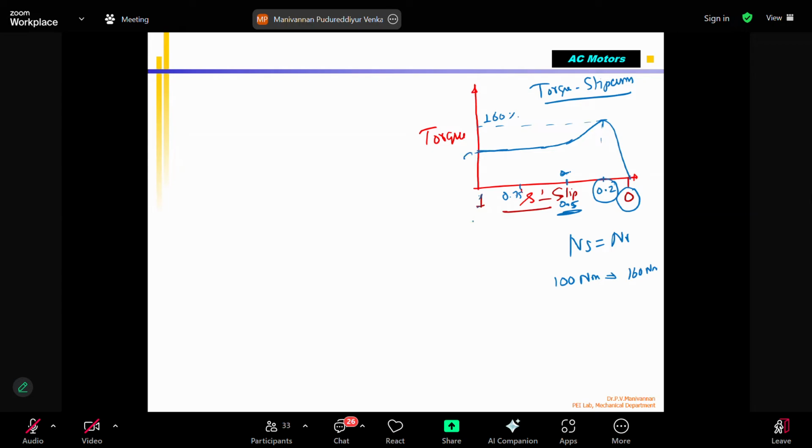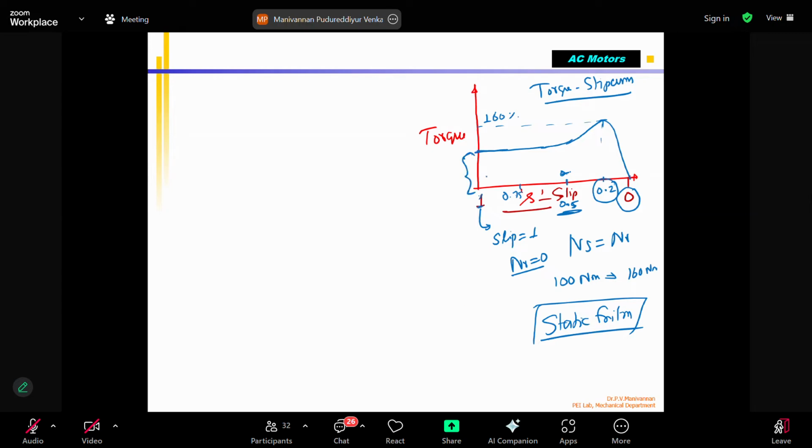You can see that at slip equal to 1, NR equals 0, correct? NR equals 0, NS has some value. So that means the rotor is not rotating, that is a standstill. We know that in all automobiles, during starting, when I want to move the vehicle, we say static friction. Static friction is maximum when the vehicle is not moving. That means the engine is not moving, or the electric motor rotor is not moving. At that time it develops maximum torque.